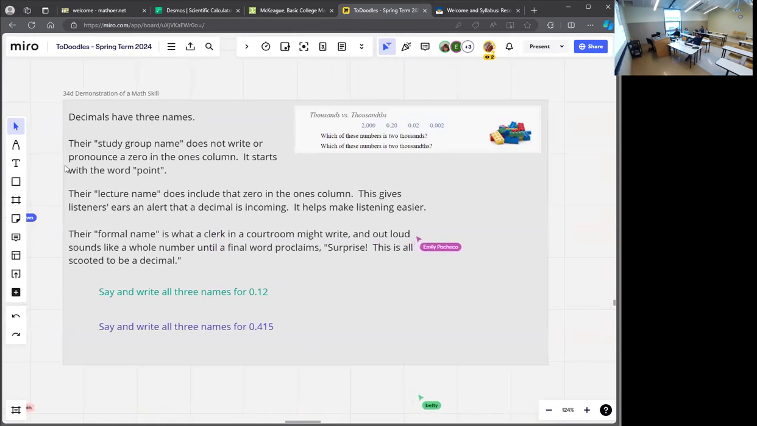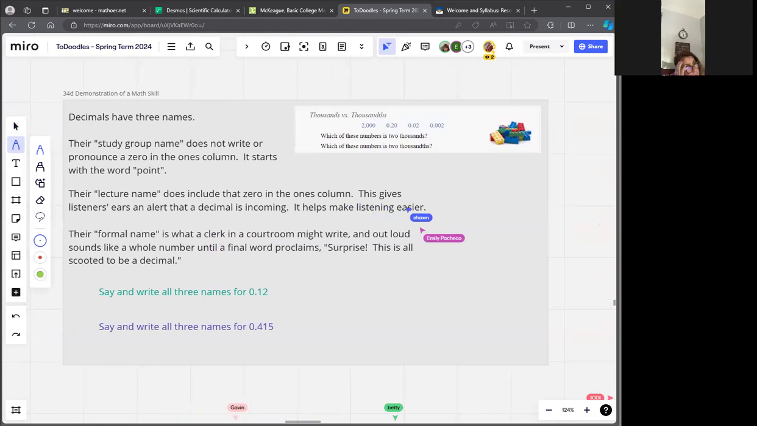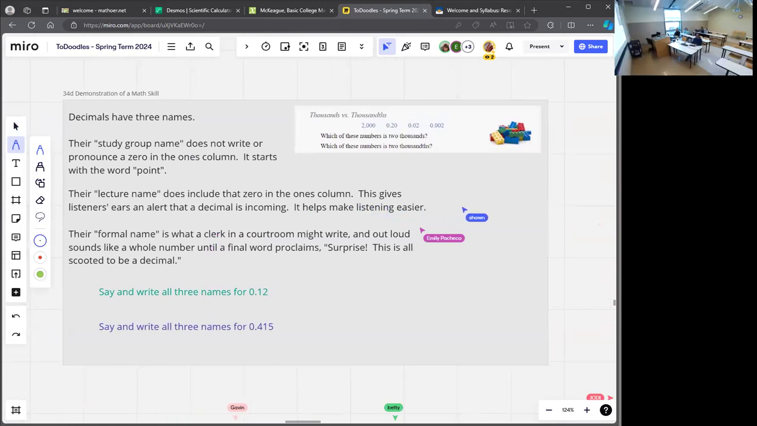So decimals have 3 different names. If you were working with me in office hours or a study group, then I would just say "point" for the decimal point. So I could say 0.12. Everyone okay with that? If I'm teaching a class, then I would say "zero point one two," saying the 0 in the ones column. That's not more correct, that's just polite. I'm giving your ears a chance to say, oh, heads up, decimals, when I say 0 point.